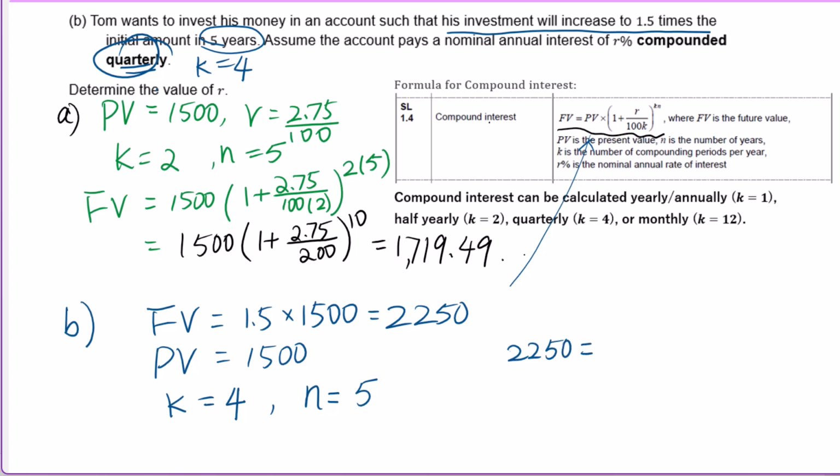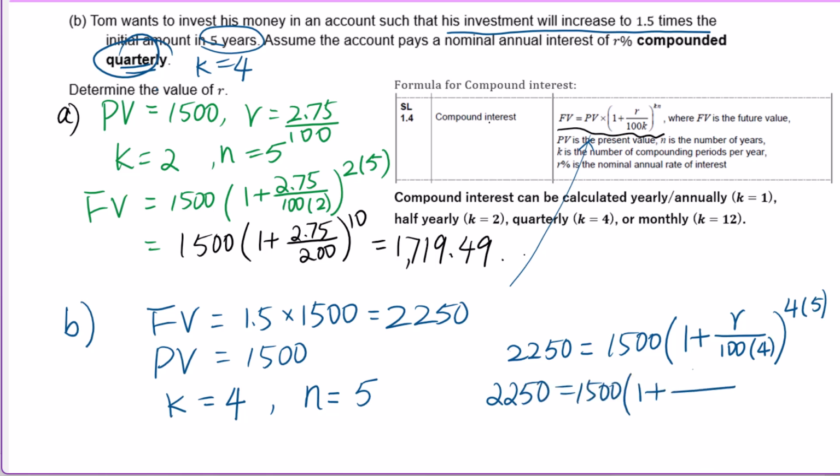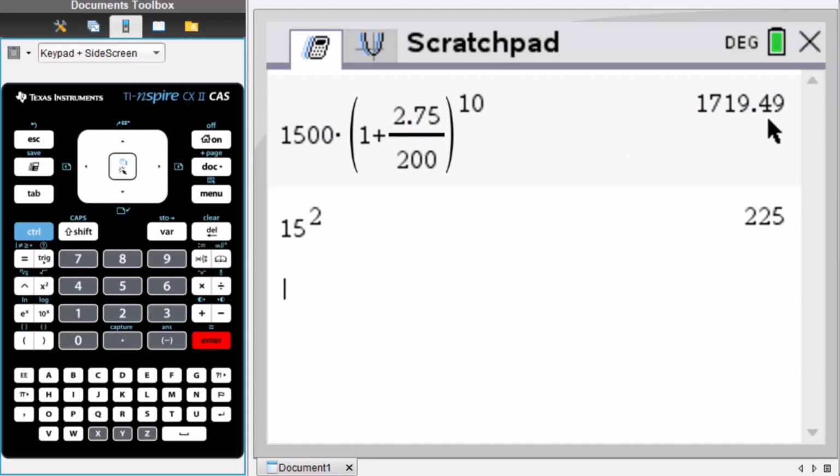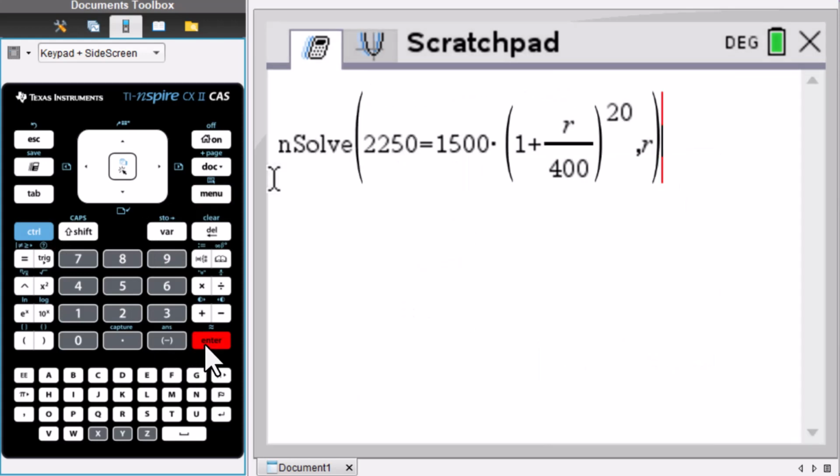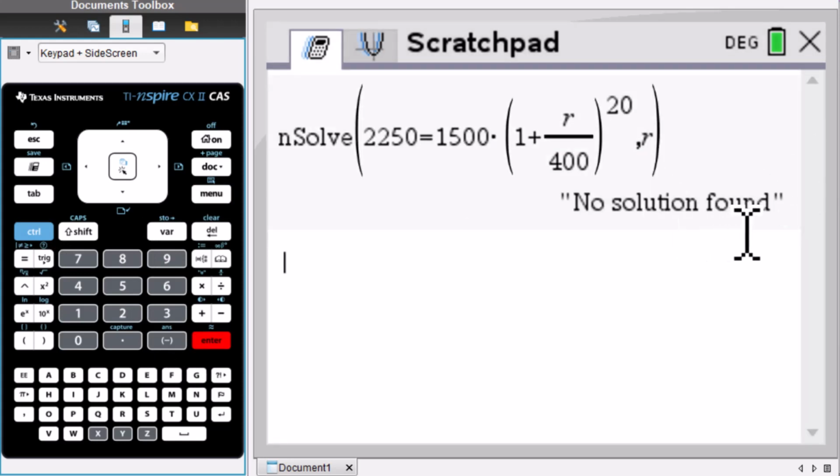Now we plug into this formula. 2,250 equals 1,500 times (1 plus R over 100 times 4) to the 4 times 5. Organize before we go to the equation solver: 1 plus R over 400 to the 20th power. Let's type the equation into the calculator. Control menu. Enter, enter, enter. No solution found.